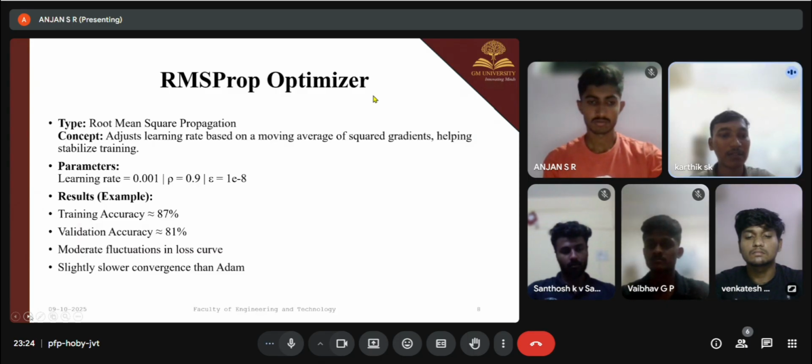Compared to Adam, RMSprop gives a slower convergence in the curve, and its training accuracy and validation accuracy are lower than Adam's. Next will be continued by English.